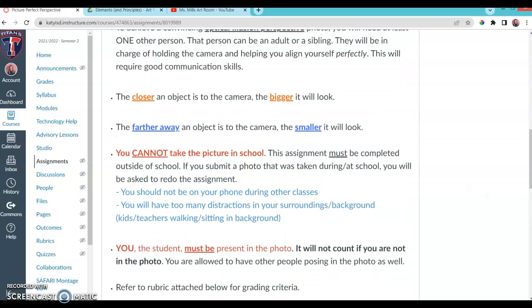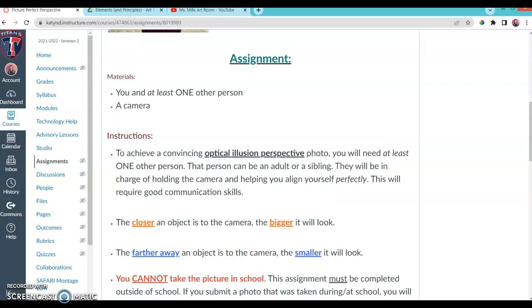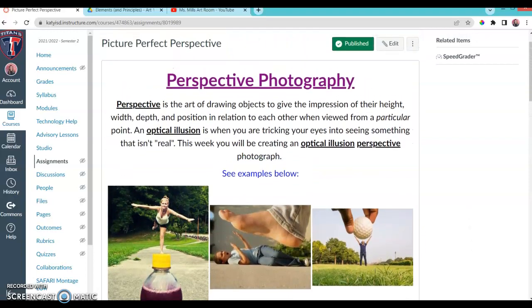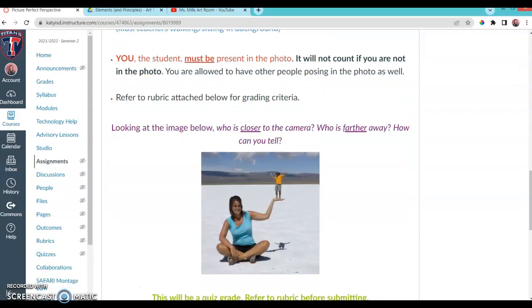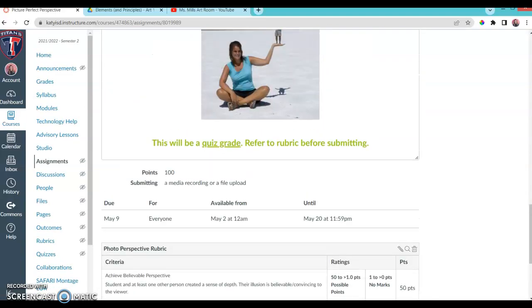And then again, going back to this, make sure that if you have other people in your photo that you have their consent, even if it's off school property. It's a really, really big, important deal. Don't try to be funny. Try to take this seriously. Make sure you have everyone's consent to be in the photograph.